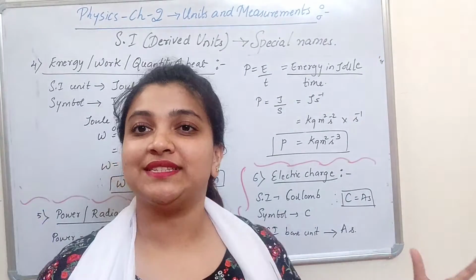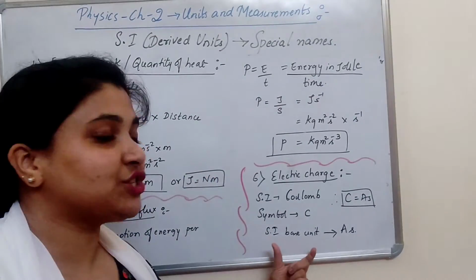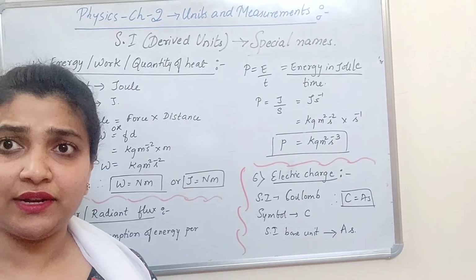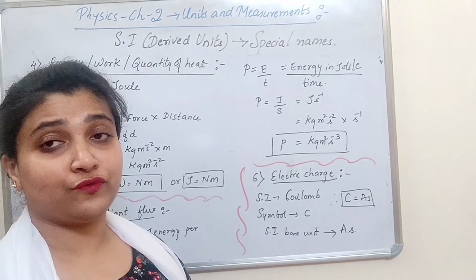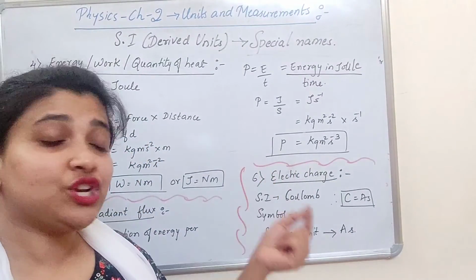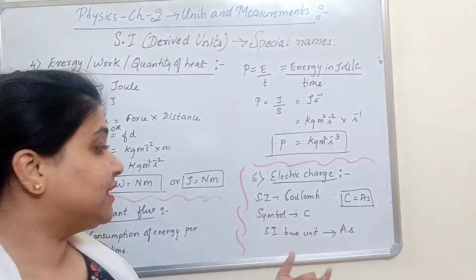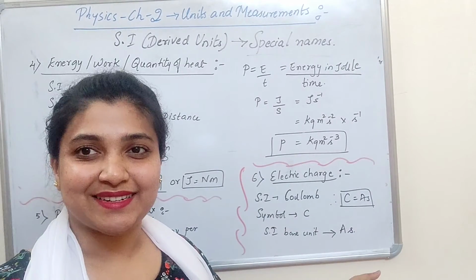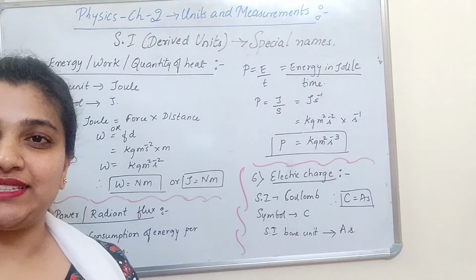Then we have something called as electric charge. So what is this electric charge? Charge is nothing but what? The current that flows through it. The charges that flow in a conductor form a current, right? So the electric charge is measured in coulomb. And the SI unit or base unit is nothing but ampere second. Okay, so this is it.